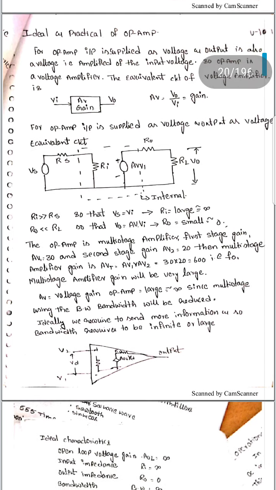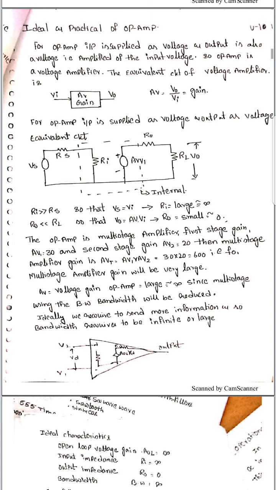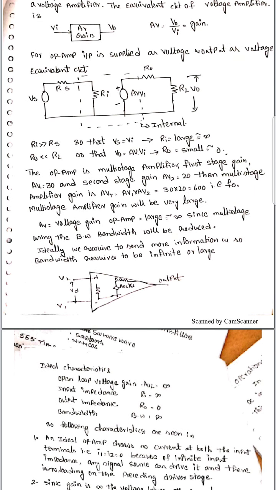Ideal and practical op amp. For op-amp, input is supplied as a voltage and output is also a voltage, that is an amplified version of the input voltage. So op-amp is a voltage amplifier. The equivalent circuit of the voltage amplifier: we give input Vi and we get output V0. Then Av is equal to V0 by Vi.